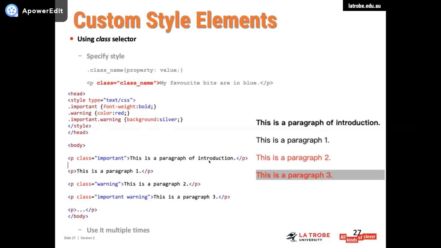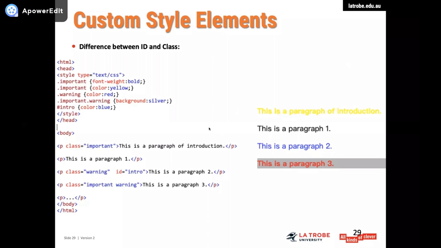Here again, we want to mention the difference between ID and class, because it's not easy to distinguish the usage of these two. In this example, we have both class and ID. For the class, same as before, we have two basic classes. First is important, then warning. We also have the joint class here, and then we have the ID intro, also from the previous example. You can notice that here the important class is defined twice.